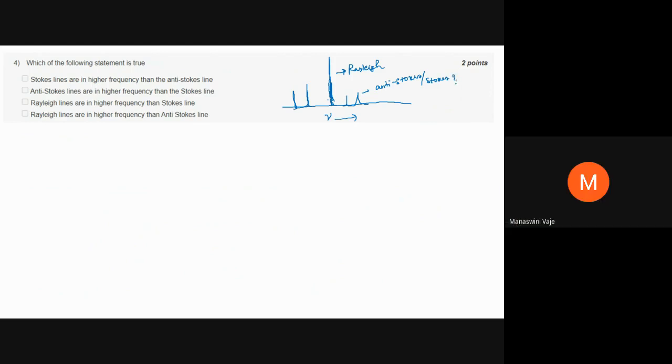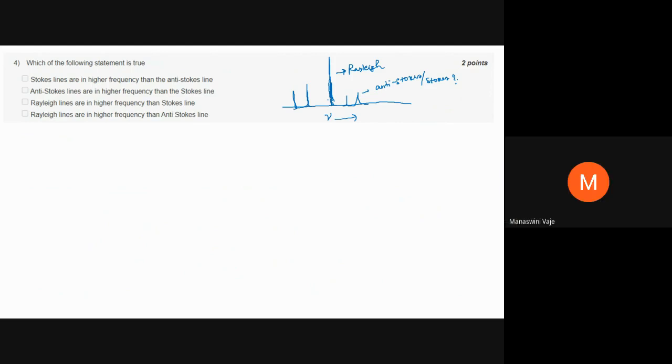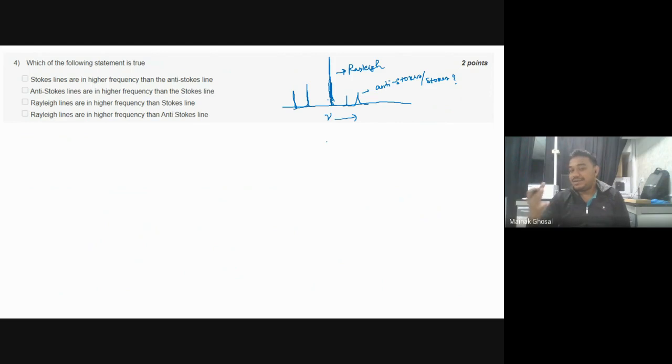Anti-stroke. Just seeing the intensity? Yes. No, but I have drawn the intensity equal, arbitrarily. It could be increase or decrease, but I am showing just the peak positions. Okay, so if this much is equal.